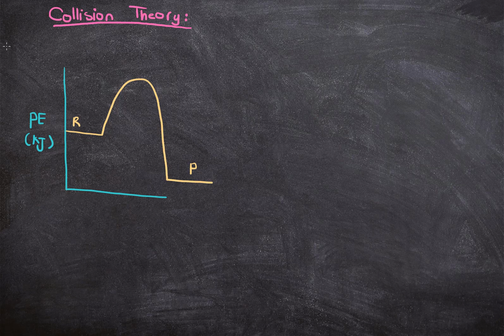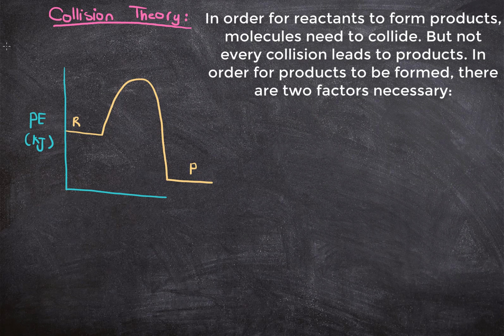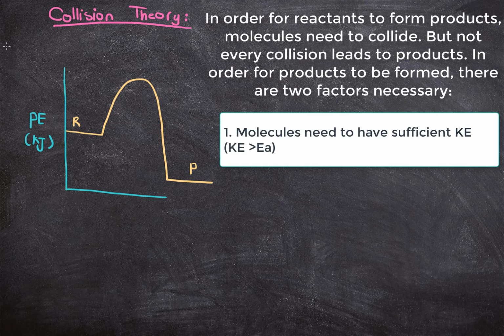So the first thing we have to understand is the first factor that we need in order for products to be formed: molecules need to have sufficient kinetic energy. So factor number one is molecules need to have sufficient kinetic energy. And what does that mean? Think about it this way. These are my reactants, and they have to make me products, but not every reactant can go to products.